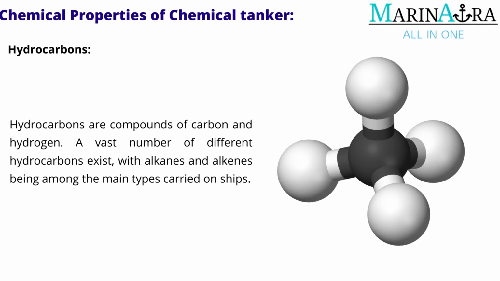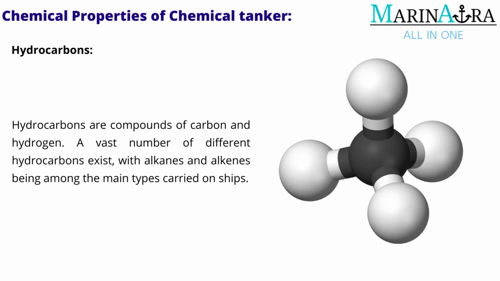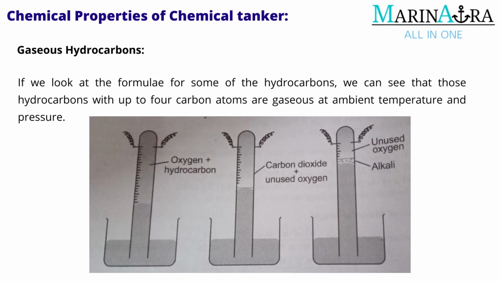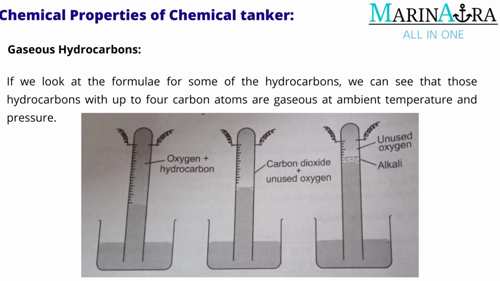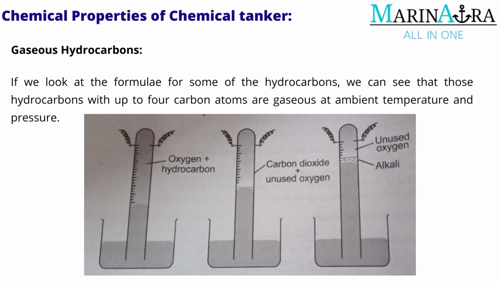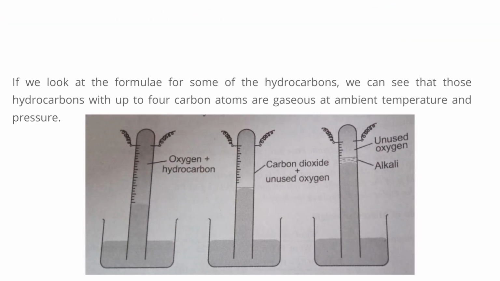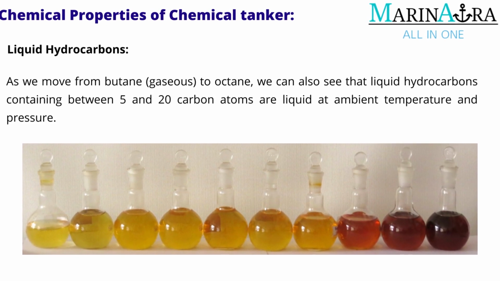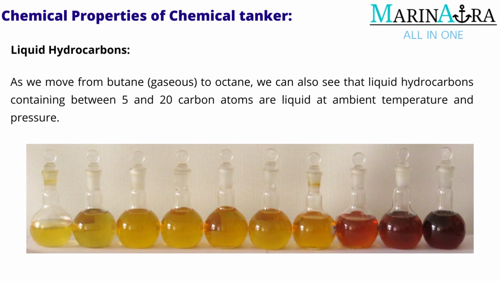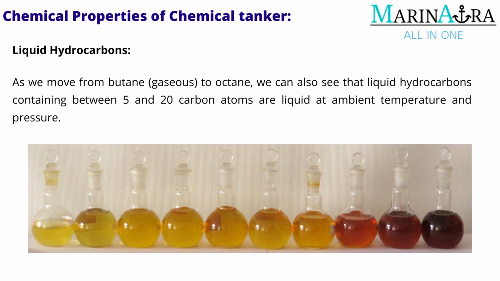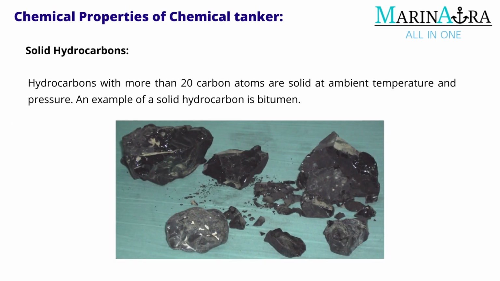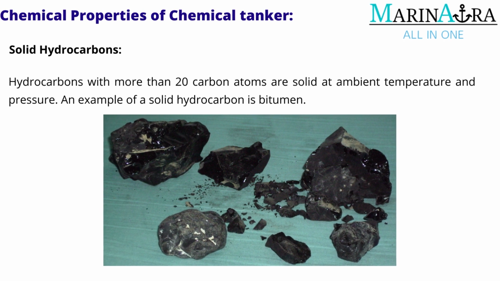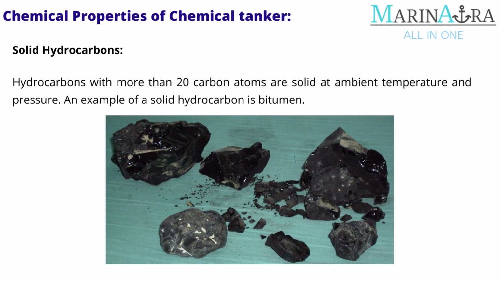A vast number of different hydrocarbons exist, with alkanes and alkenes being among the main types carried on ships. Gaseous hydrocarbons. If we look at the formulae for some of the hydrocarbons, we can see that those hydrocarbons with up to 4 carbon atoms are gaseous at ambient temperature and pressure. Liquid hydrocarbons. As we move from butane, gaseous, to octane, we can also see that liquid hydrocarbons containing between 5 and 20 carbon atoms are liquid at ambient temperature and pressure. Solid hydrocarbons. Hydrocarbons with more than 20 carbon atoms are solid at ambient temperature and pressure. An example of a solid hydrocarbon is bitumen.